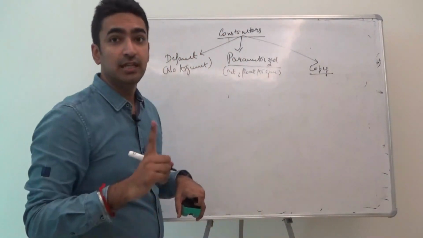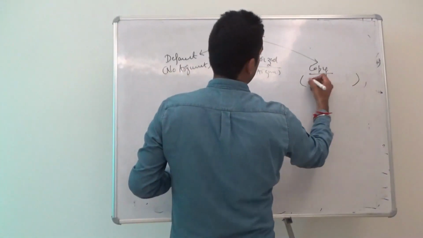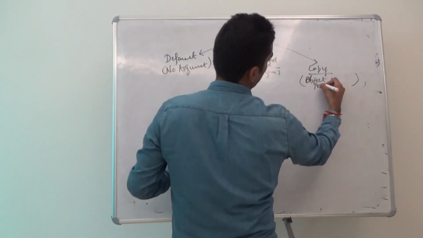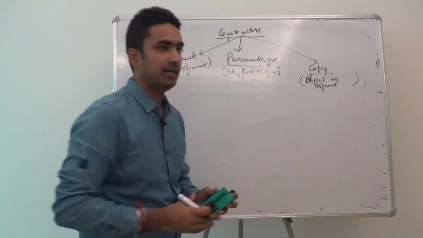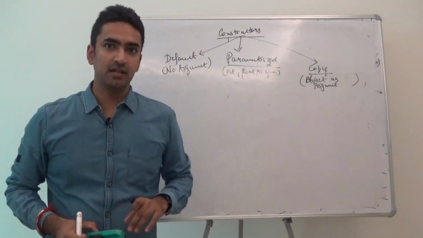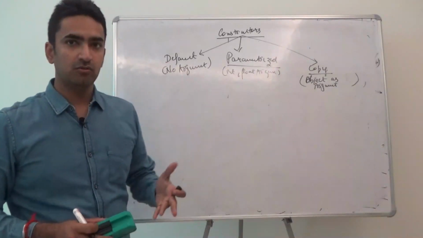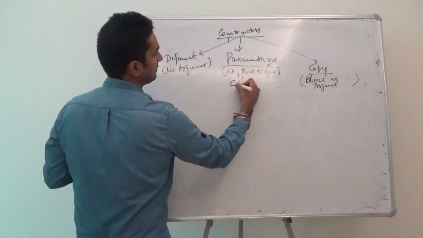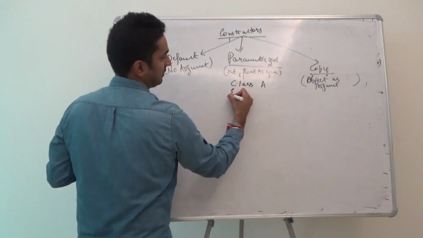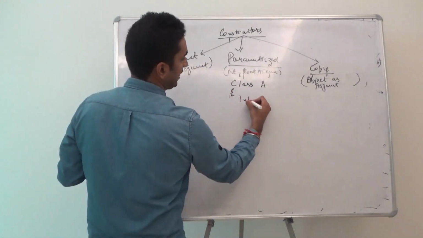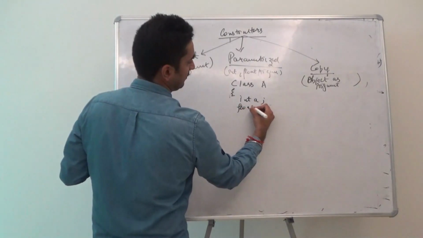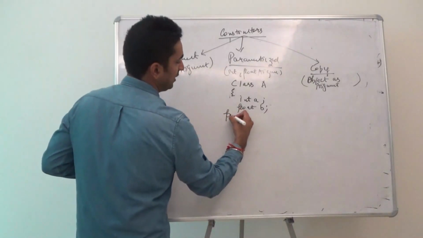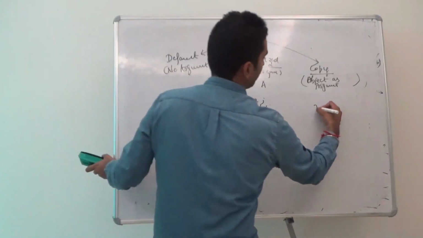Copy constructors, they will use the object as argument as a data type. I'll put object as an argument for that. So how this whole process would work, I'll just create one program and try to do it. I have a class A, right? And I am using a data member int A, let's say float B, right? Now what I will do is I'll use public. Now firstly I'll just create main.